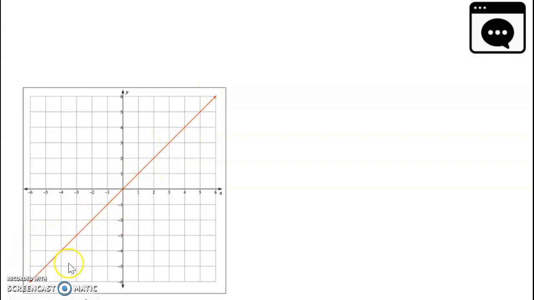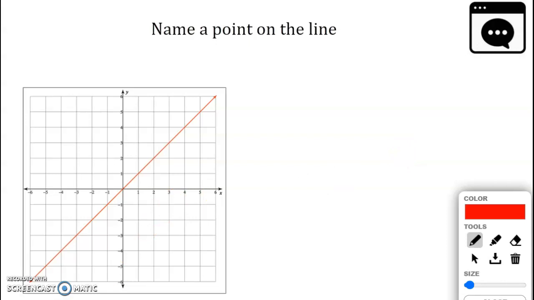The first thing I would like you to do is tell me some points on that red line. Give me some coordinates of the points on this red line. What is the coordinate for this point? This will be (3, 3), and we need to put it in parentheses. If you just give me those two numbers with a comma, it does not mean the first value is x and the second value is y. So you need the parentheses. What about this point? That would be (5, 5) in parentheses.